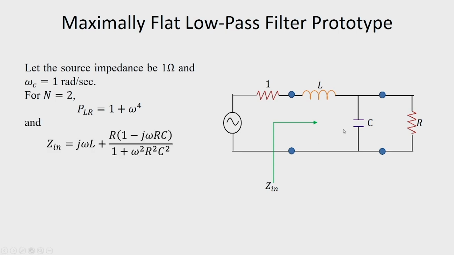For this circuit shown here, Zin can be found: j omega L, the reactance, in series with parallel combination of R and C, which is given here, and also once we have Zin, the gamma looking into this network, since our source impedance is normalized to unity, so gamma will be Zin minus 1 divided by Zin plus 1.